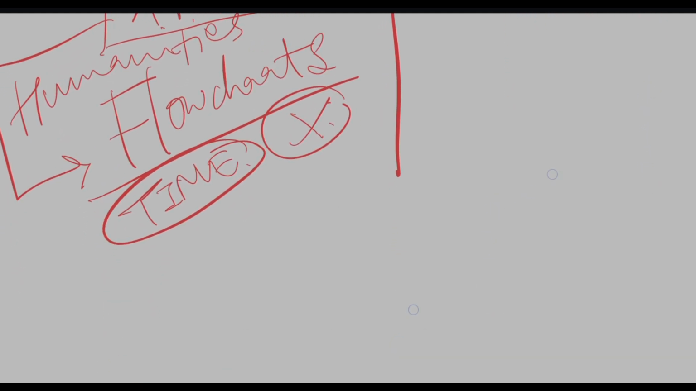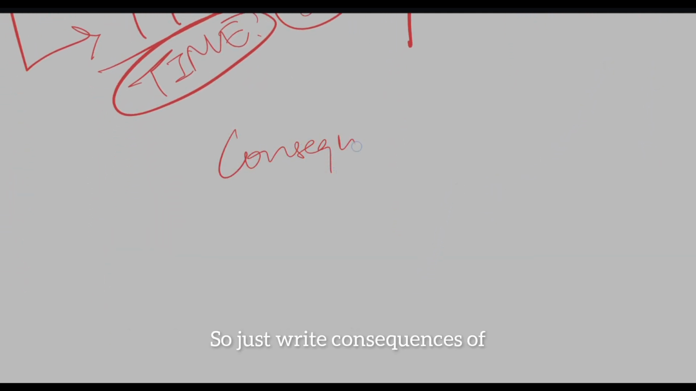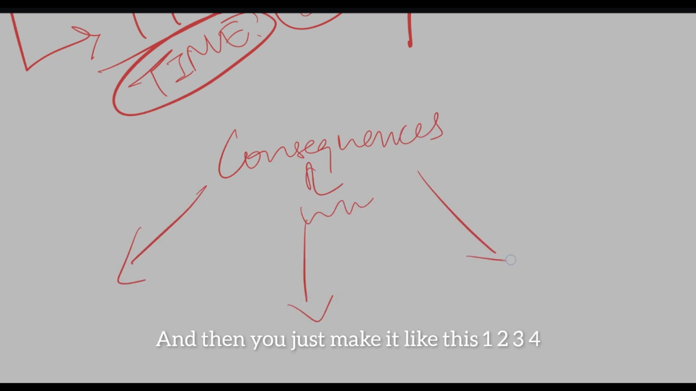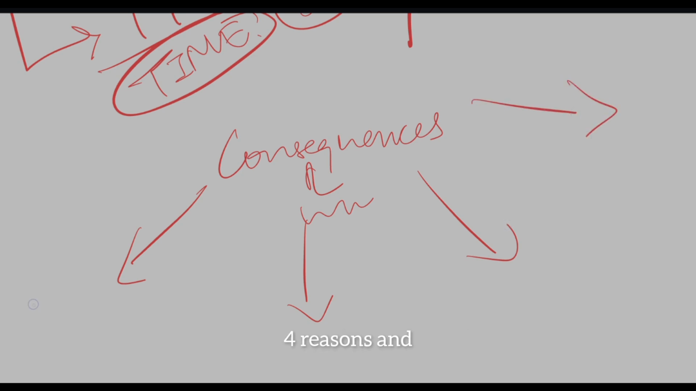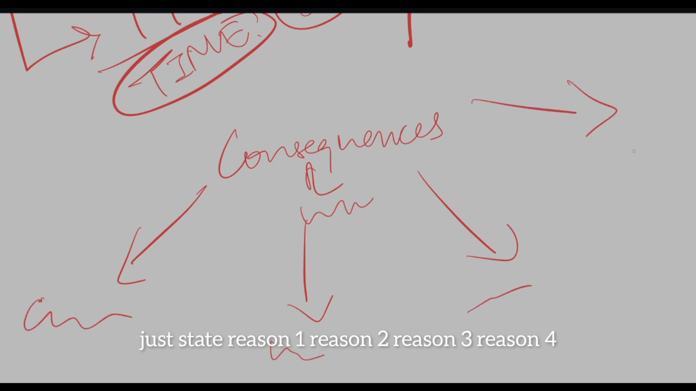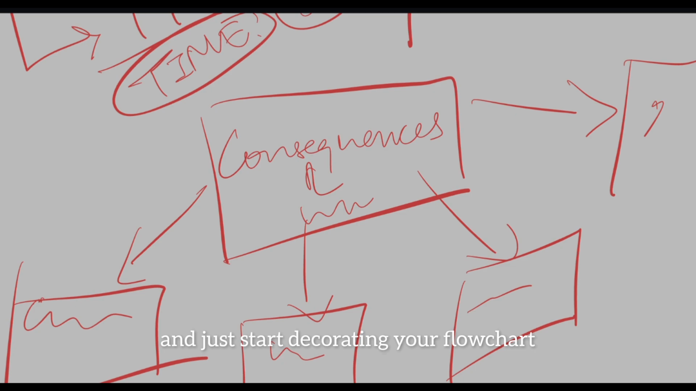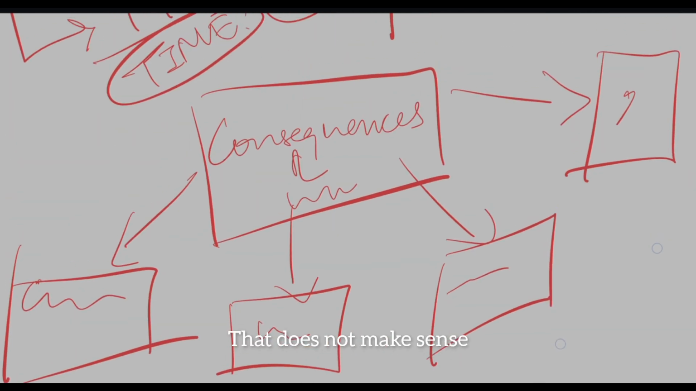So what do you do then? What I'll say is, while you're making a flowchart, suppose you're writing some kind of consequences, just write consequences of this, and then you just make it like this: 1, 2, 3, 4. 4 marks, right? 4 reasons, and just state reason 1, reason 2, reason 3, reason 4. And later on, if you have time at the end, then box it out. Do it at the end, okay? Do not write your answers and just start decorating your flowchart. That does not make sense.